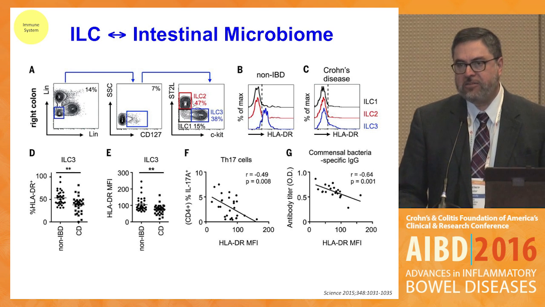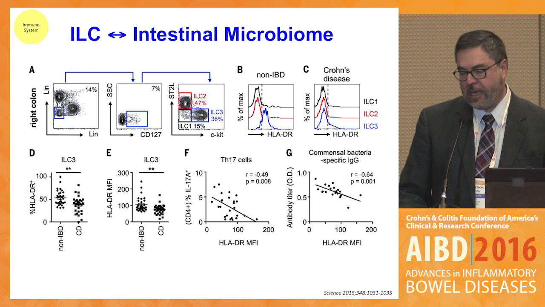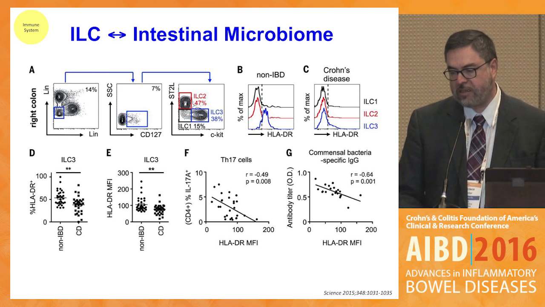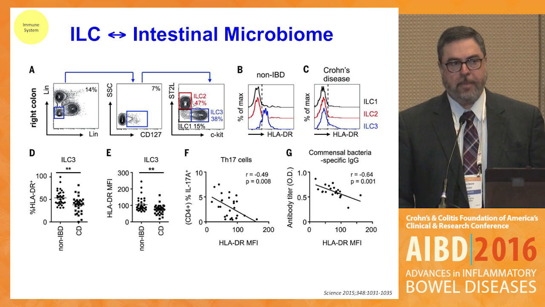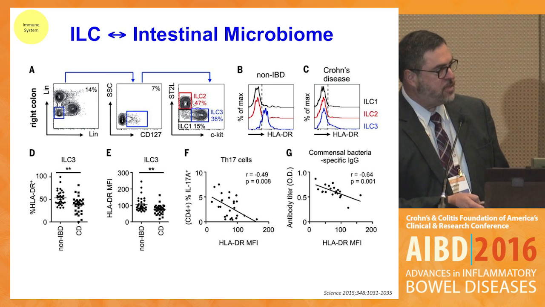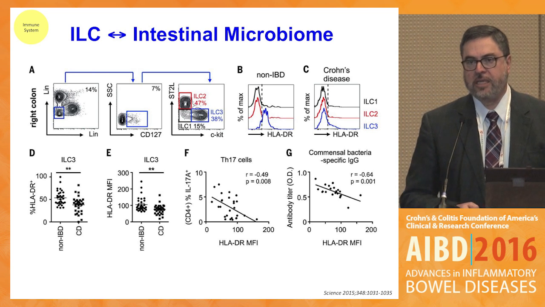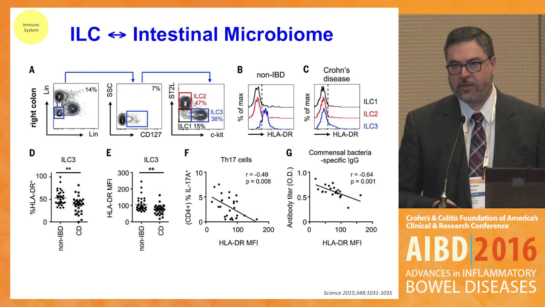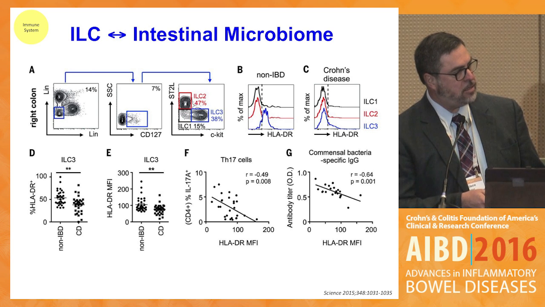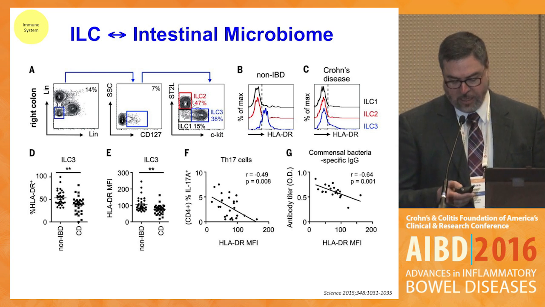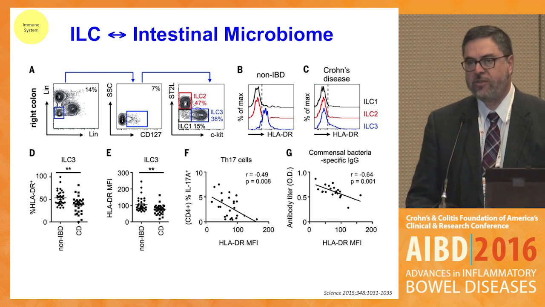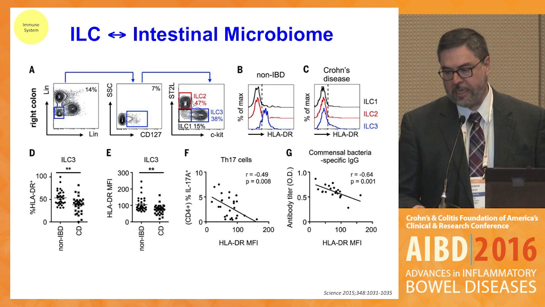And as the density of this HLA molecule decreases, then the number of Th17 pathogenic cells increases, and also the ability to react to bacteria increases as these cells are less abundant. So this is not important just theoretically, but also is important in IBD.